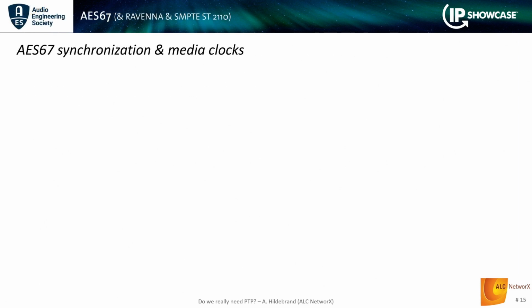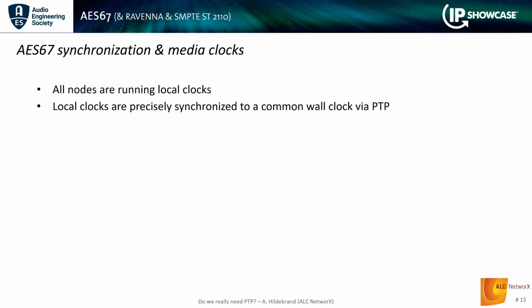Let's have a quick detour into AES67 synchronization, because that's the next level of synchronization on a network. AES67 is based on the fact that all nodes are running local clocks. The local clocks are precisely synchronized from a common reference clock via PTP. So here's PTP coming into play. And once I have synchronized local clocks, I can generate media clocks independently at every device. And when I have accurate enough local clocks, the media clocks independently generated by every device are all the same, and not just in frequency. If the whole clocking mechanism is precise enough, we have also a phase correlation of these clocks.